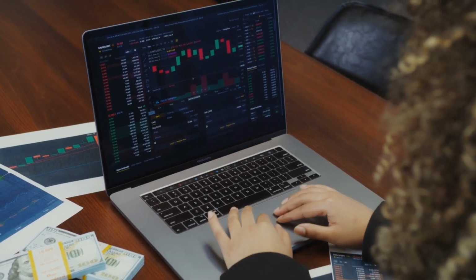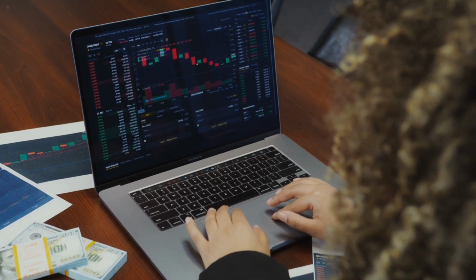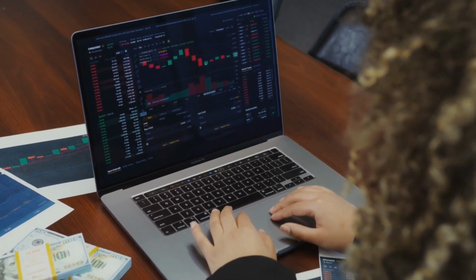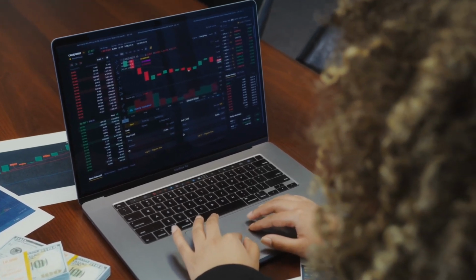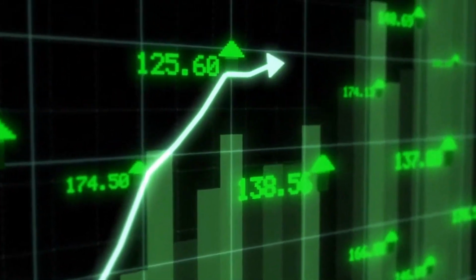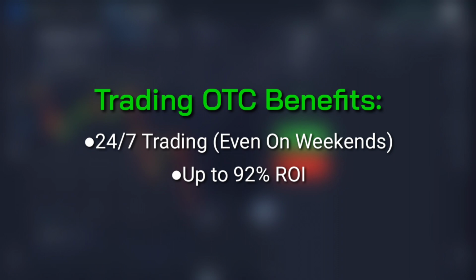So now that you understand what over-the-counter is, you've also got something called exchange traded. Now, exchange traded is a transaction that takes place on a centralized exchange, and the centralized exchange acts as a middleman between the dealer and the broker. So you will find exchange traded pairs are far more popular and favored by traders. Now look, don't get me wrong, trading OTC does have some great benefits. You can trade OTC pairs 24/7, 7 days a week, and you'll find that OTC pairs usually offer the highest ROI of up to 92%.